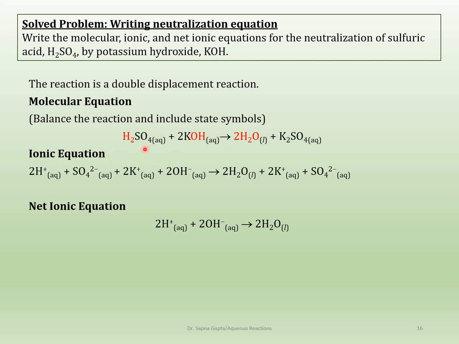Now H2SO4, remember how we dissociated. H2 becomes 2H plus. Over here, the 2 KOH is 2 for potassium also, and then 2 for hydroxide also. Then you write the products out, and here is the net ionic equation after canceling out the spectator ions.